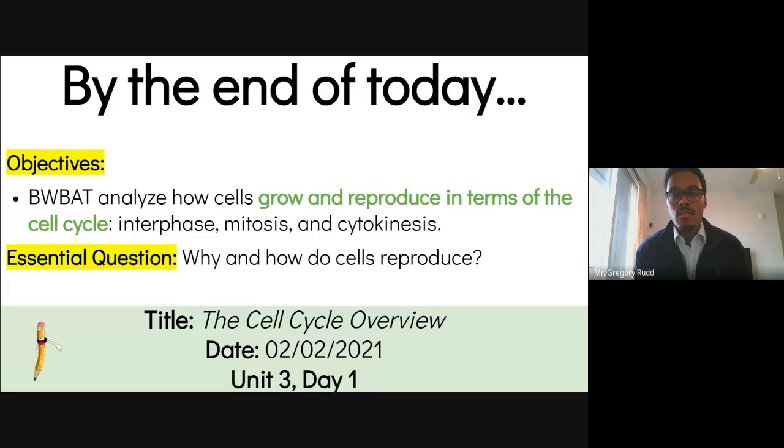Today's first lesson will be entitled The Cell Cycle Review. Today is February 2nd, 2021, and it is the first day of our third unit. The objective of this lesson is to analyze how cells grow and reproduce in terms of the cell cycle, which is made up of 3 parts: interphase, M phase, and cytokinesis.